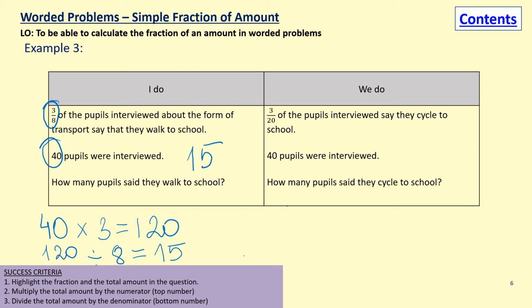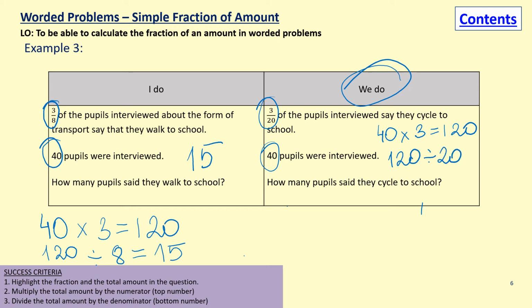So now what I want you to do is to follow the example, look at the success criteria, and do the we do. Pause this video if you need a little bit more time. Okay, so fraction is 3/20. There are 40 pupils. Again, 40 times 3 is 120. 120 divided by the denominator, 20, equals 6. So the final answer is 6. If that's what you have, well done. I am confident that you know how to do it.